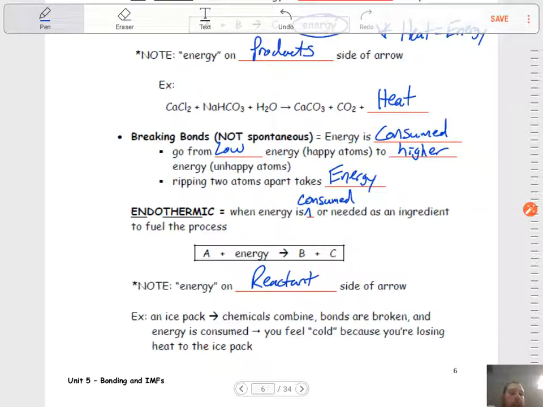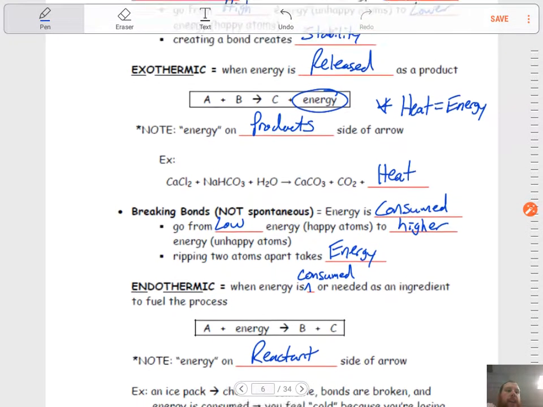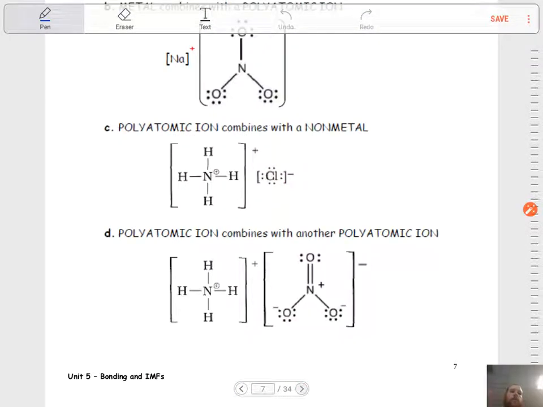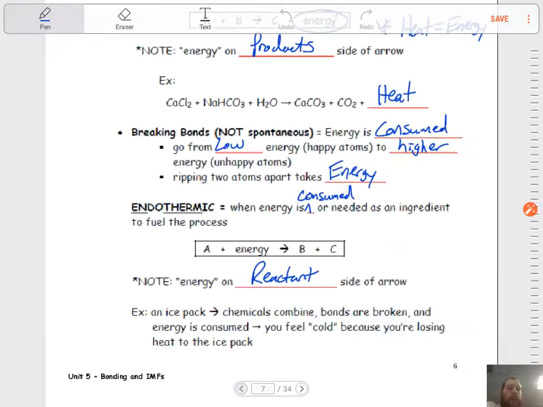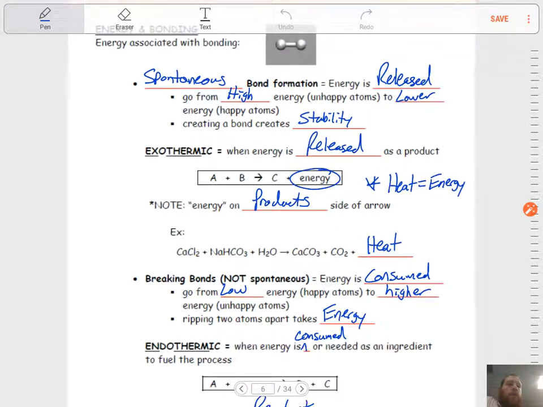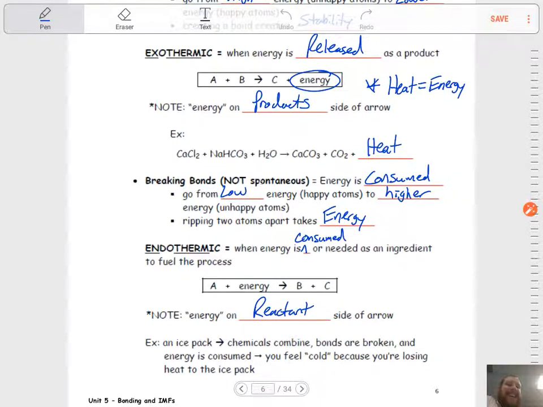So a couple examples, an ice pack would be chemicals combined, bonds are broken, energy is consumed. That's why you feel cold, because you're losing heat to the ice pack. Whereas on the flip side, if heat's released, that would be like a hot pack. So that's as far as we're going to go in this video. Kind of the basics of what's happening with the energy. Make sure that you know spontaneous versus non-spontaneous. Spontaneous happens when you have bonds forming, because they're going from a high energy to low energy, so they're releasing it. Whereas breaking bonds is not spontaneous. You've got to put a lot into it to get out what you want. All right?